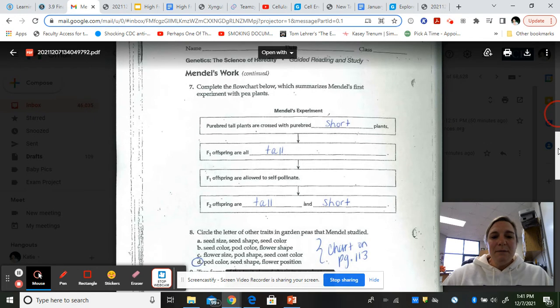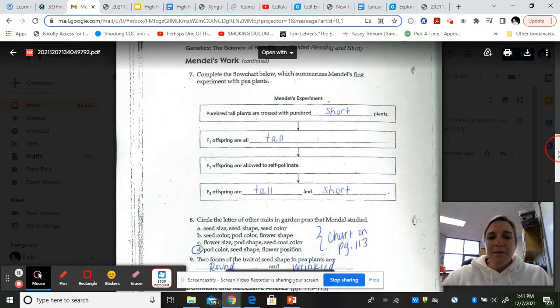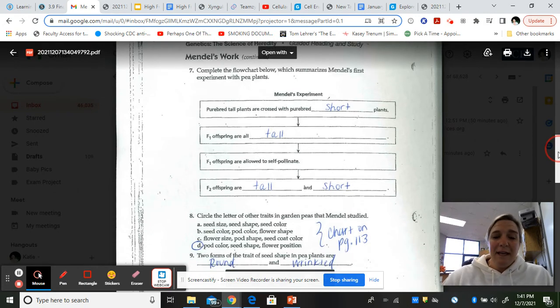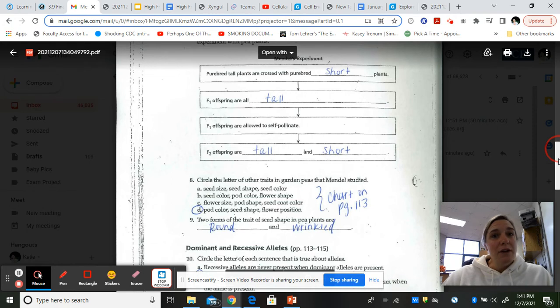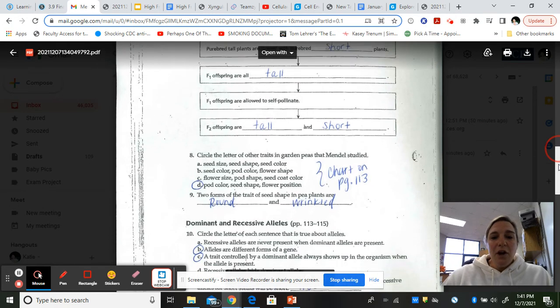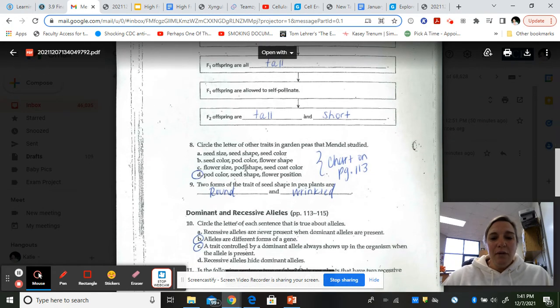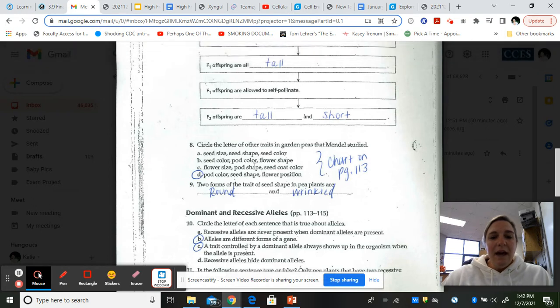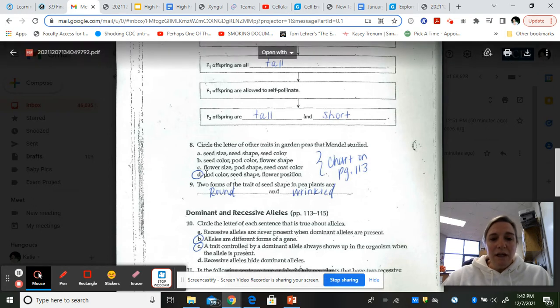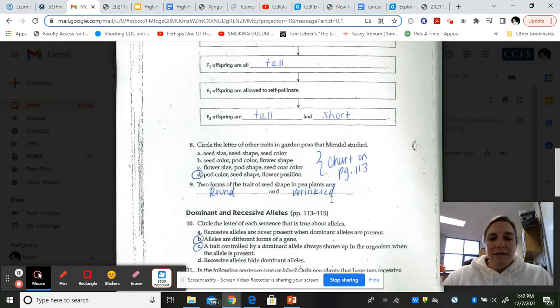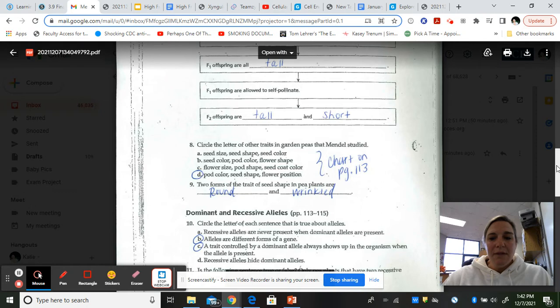When we look at Mendel's experiment, he had purebred tall plants crossed with purebred short plants. F1 offspring, all tall. F1 offspring, self-pollinated. F2 offspring, tall and short. If you look on a chart on page 113 and went through all of these different types of traits, then you would have noticed that D is the only one that actually fits. Two forms of the trait of seed shape in pea plants are round and wrinkled.